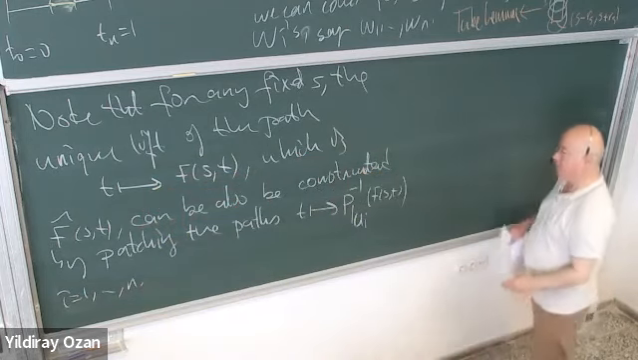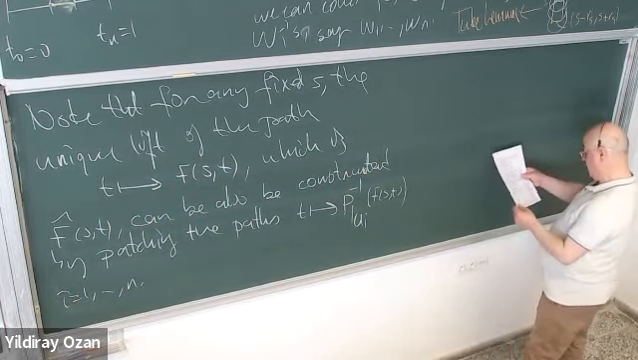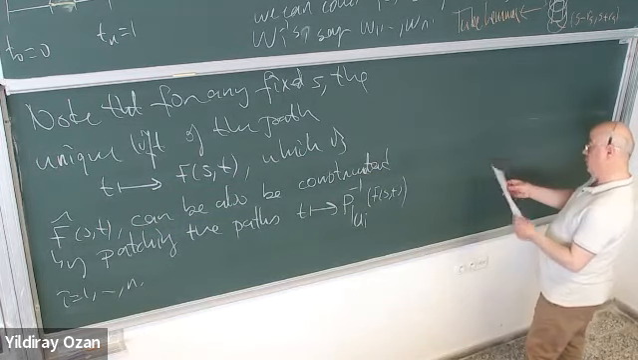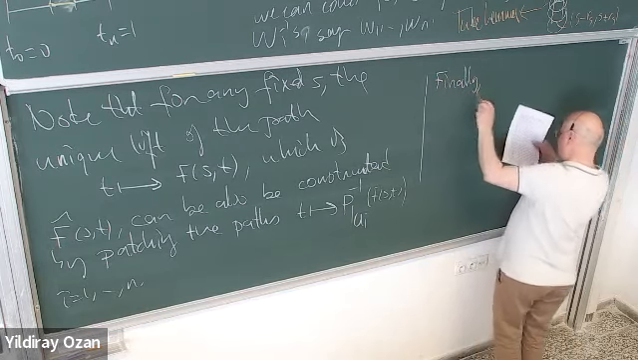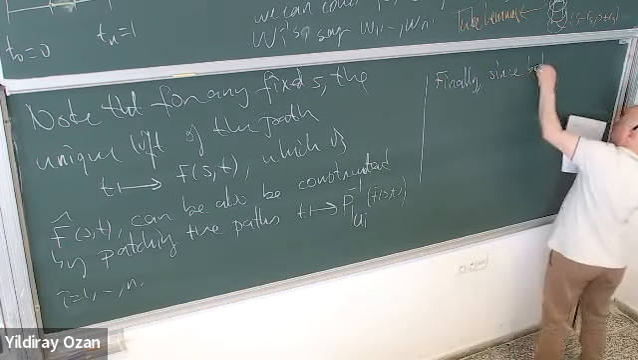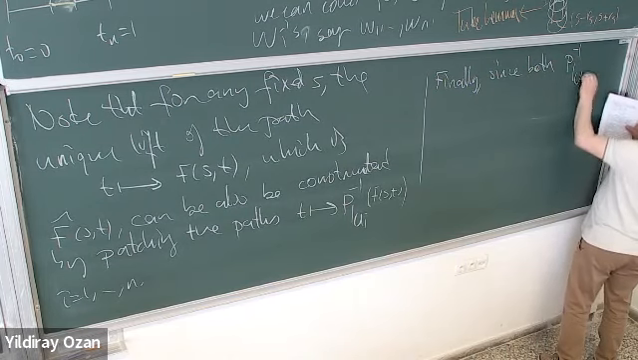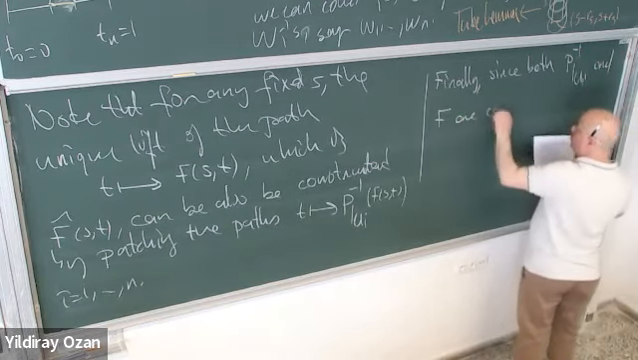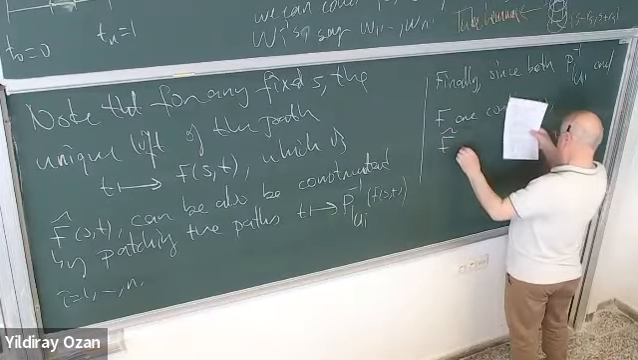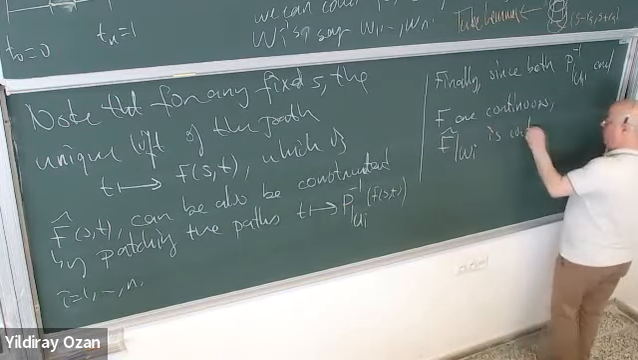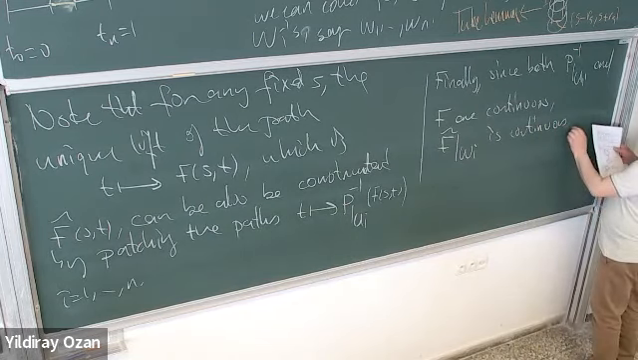Let me write this sentence too, and then I will draw a picture and explain. Finally, since both p inverse, that is p inverse restricted to U_i, and F are continuous, F tilde restricted to W_i is continuous. And this finishes the proof.